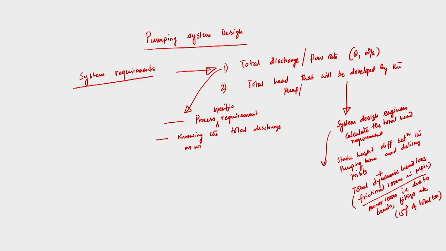So, calculating this total head loss, we know what will be the total head requirement from that pumping station, and we know the discharge or flow rate, that is a process specific requirement that will be supplied by the process people, that okay, we need this amount of water in this place, this amount of water in this place. So, knowing fully the total discharge as well as the total head requirement, that is total Q and total H, in meter cube per second and meter, a designer should select what kind of pump should be suitable for that particular system.